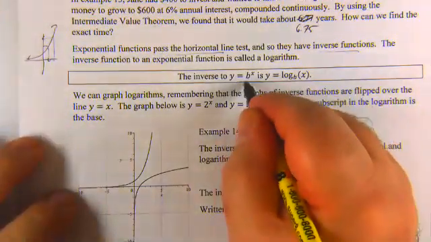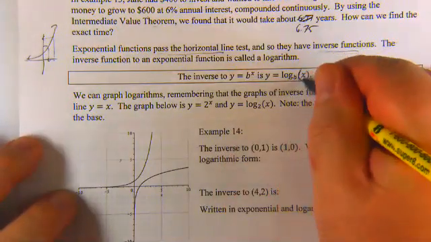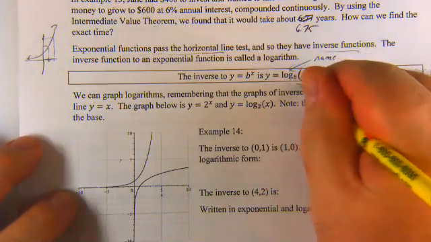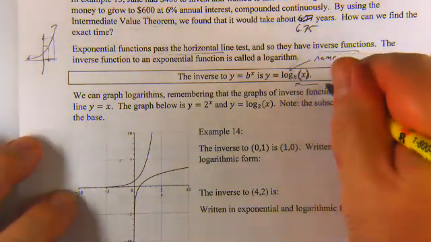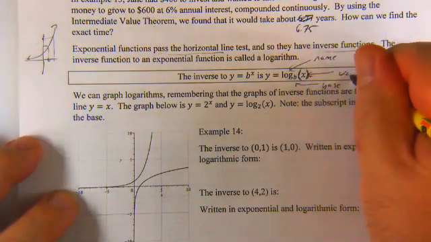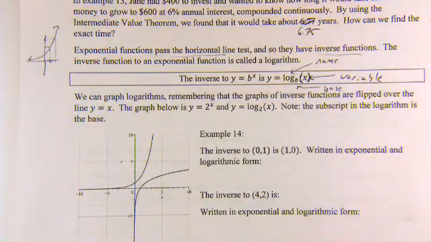And the inverse function to an exponential function is called a logarithm. So the inverse to y equals b to the x is y equals log base b of x. This is just the name of the function. It's a logarithm. The b is the base, and the x here is the variable. The subscript b is just telling you which base you're using. So you can graph logarithms.